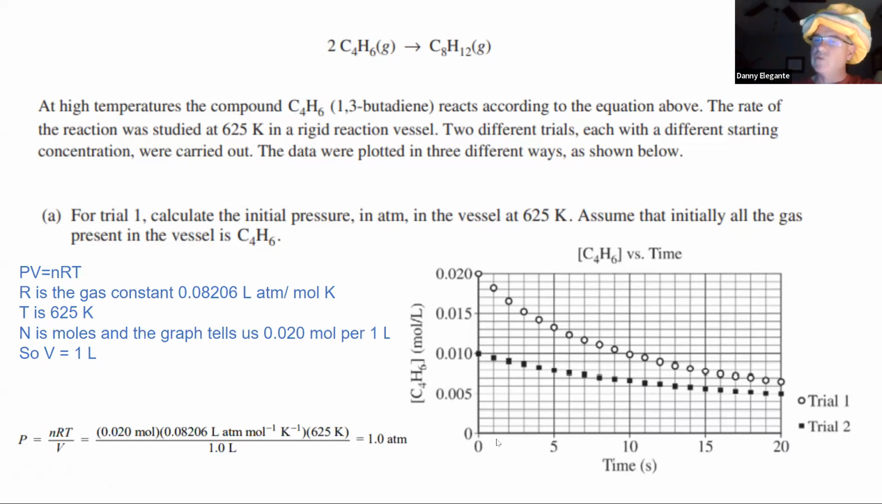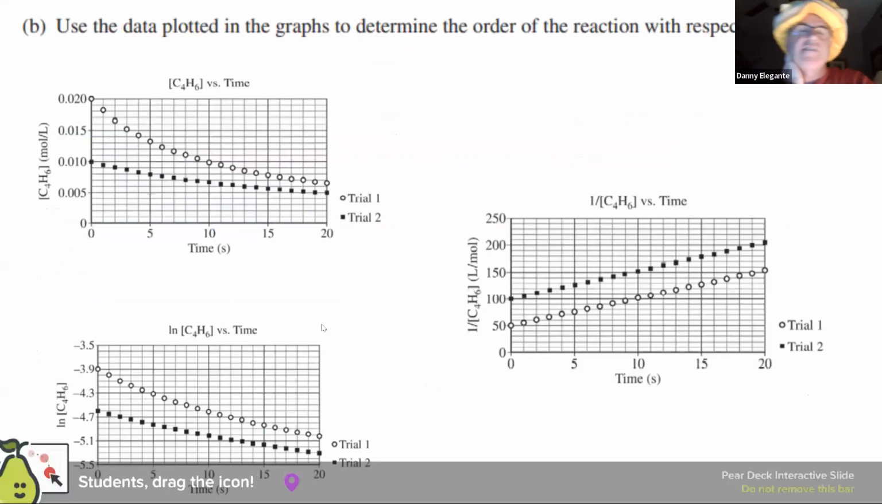So that's a math question. We get a calculator. Everything should be good. All right, I can do that. Use the data plotted in the graph. So this is part B. This is a short question, by the way. This is only 4 points.